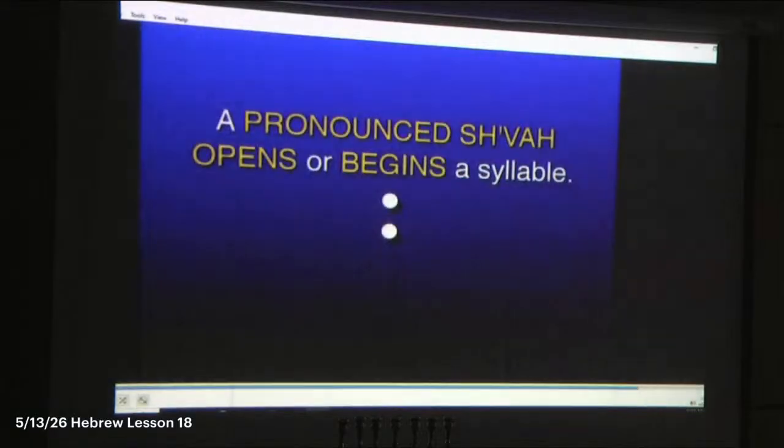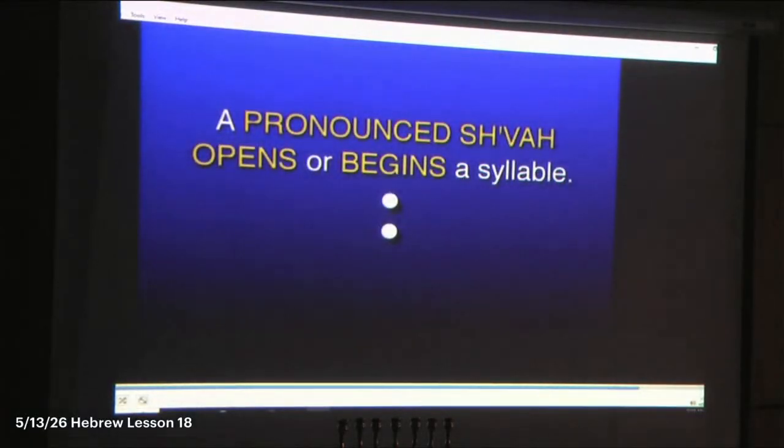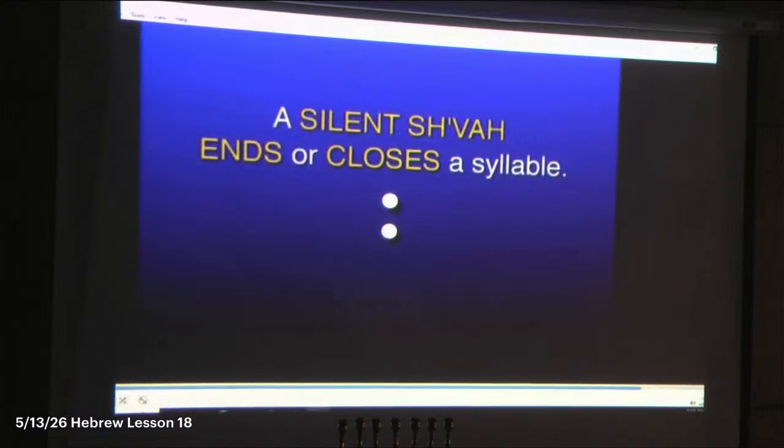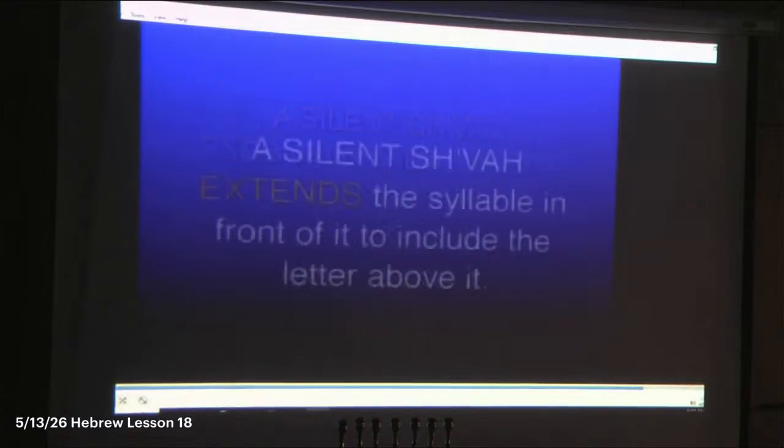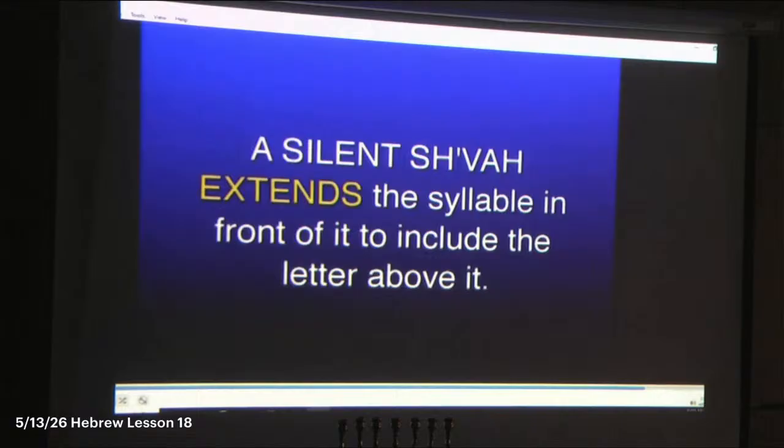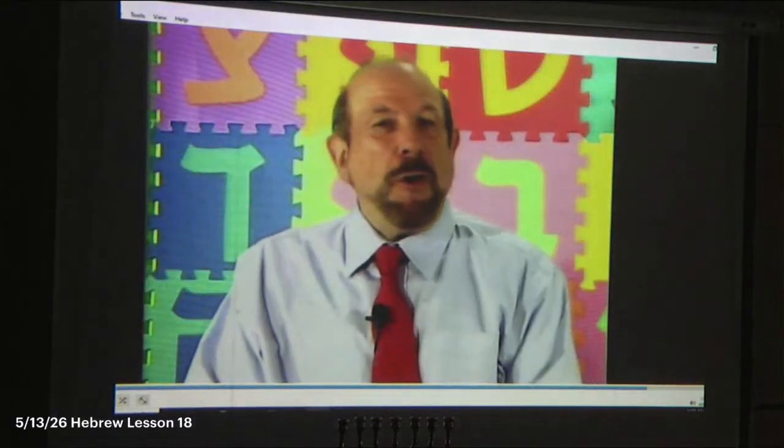And there's no more important rule in understanding how to break Hebrew words into syllables and then to pronounce them than knowing that the shva is sometimes silent and sometimes pronounced. When a shva begins or opens a syllable, it is pronounced "i," as in the word fish. When a shva closes a syllable, ends a syllable, it is always silent and simply tells you to add the letter above the silent shva to the letter and vowel in front of it, extending a syllable by one Hebrew letter. That basically, again, is a review of all the letters, all the vowels, and the rules of the shva.